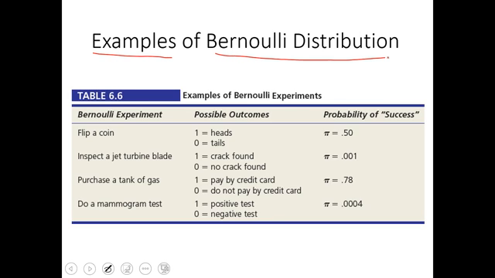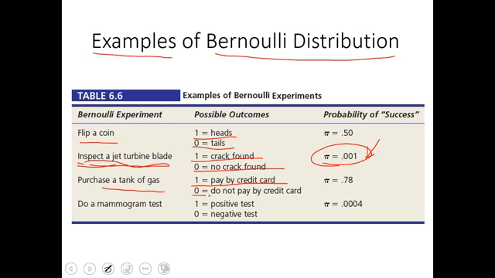So an example of the Bernoulli distribution is a coin flip. 1 is head, 0 is tails. Another is a jet turbine blade. 1 is crack found, 0 is no crack found, and the probability of a crack found is 0.1%. And the purchase of a tank of gas: 1 is paid by credit card, 0 is not paid by credit card. In this case, the probability is 0.78, and so on. Okay, so those are simple Bernoulli distributions.